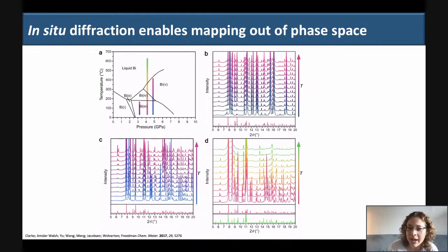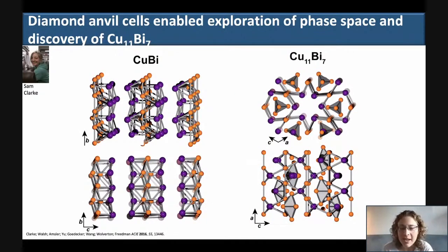And so with these data, we were able to identify two new phases. Copper 11 bismuth 7 was the first copper bismuth binary compound discovered, and is this beautiful, significant deviation of the canonical nickel arsenide structure type. This particular structure, I believe, has never been seen, but solid state chemists have very strong thoughts about what it means to have a new structure. So we'll just say that this is a significant deviation from the canonical nickel arsenide structure type and features some very unusual motifs, such as these trigonal bipyramidal copper units, which kind of look like the copper is segregating from the bismuth, even within this structure. And that's a theme that we'll come back to a little bit.